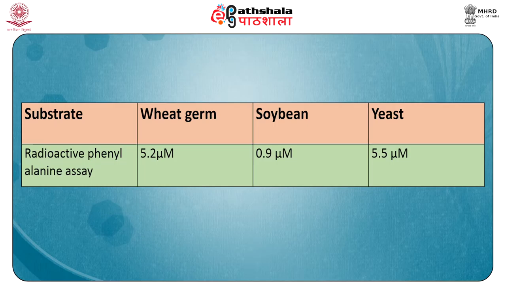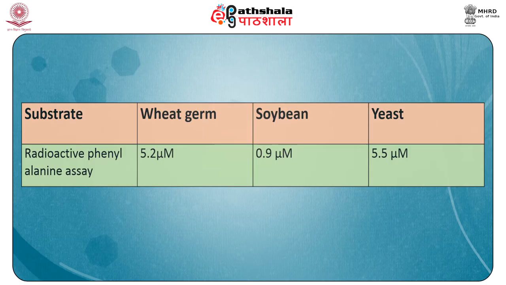Let us look at the substrate, namely radioactive phenylalanine, and the enzyme from sources such as wheat germ, soya bean, and yeast. The enzyme assayed is phenylalanine transfer RNA synthetase. The enzyme from wheat germ has a Km of 5.2 micromolar. From soya bean, it has a Km of 0.9 micromolar. And from yeast, it has a Km of 5.5 micromolar. Therefore, the enzyme from soya bean, having the least Km, shows the highest affinity.